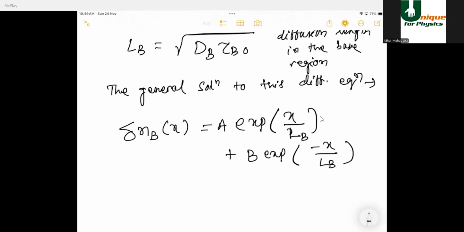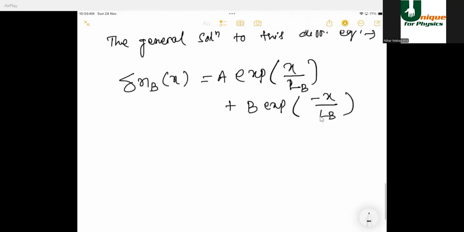Once you get delta NB from the general solution, putting in the boundary conditions, we will be able to determine the values of a and b, and then substitute them to know the exact value of delta NB. We have the exponential of x by LB and exponential of minus x by LB. A and b are the random constants that we have chosen. We do not know their values, but mathematically we can substitute some initial conditions, determine a and b, and then substitute. This is the normal way of solving a differential equation.